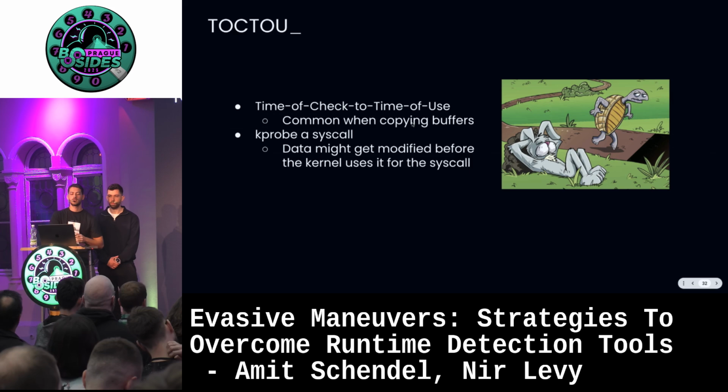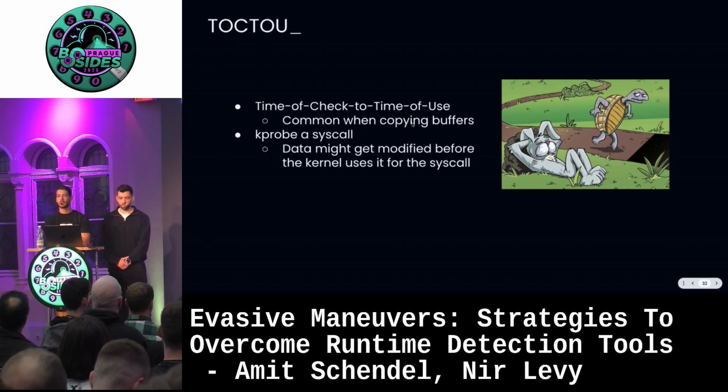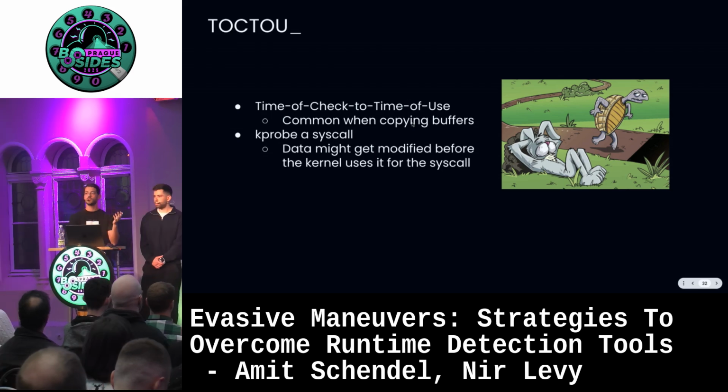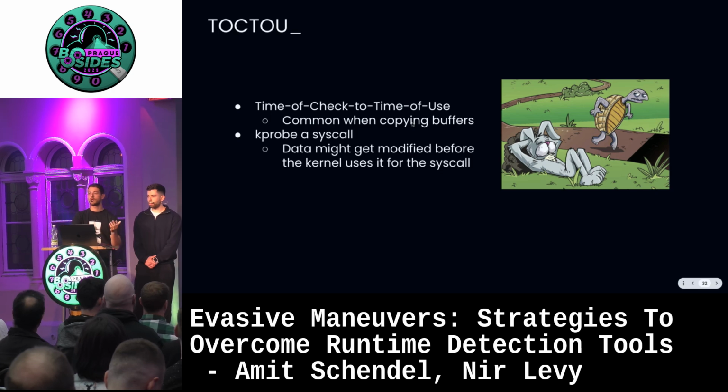At the time of check, the time of the hook, when the eBPF is being executed, let's say the path is actually something legitimate. But at the time of use, we will make it be /etc/shadow, our sensitive file. And how can we achieve that? Basically, we're going to do a very simple thing.